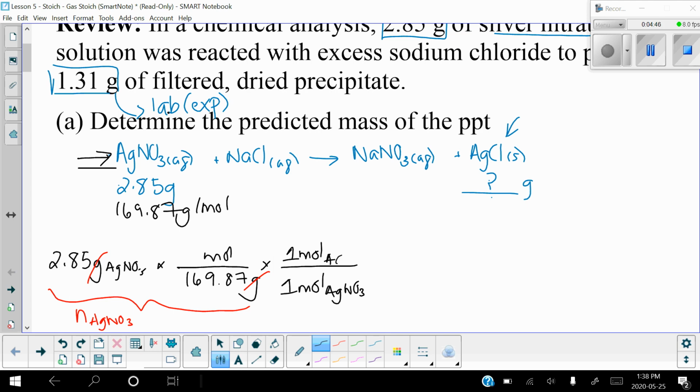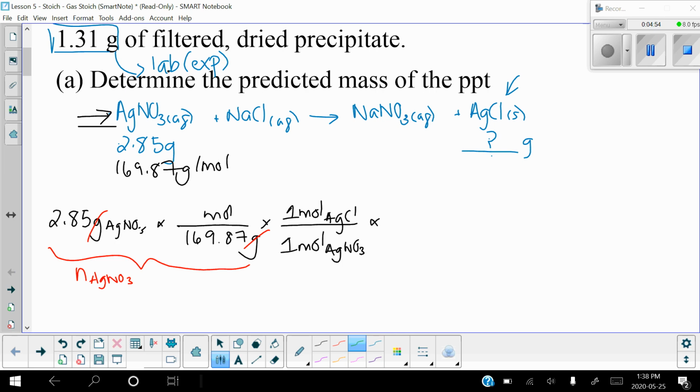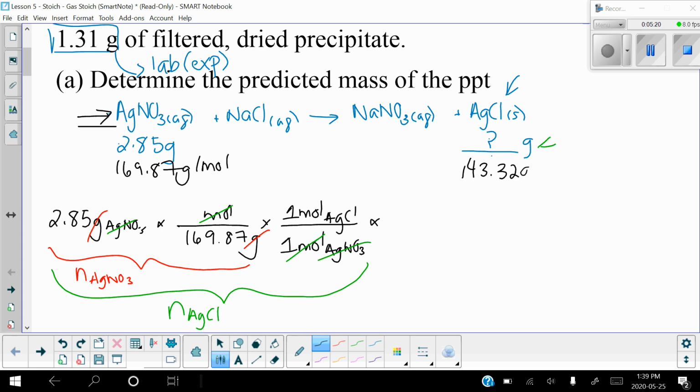Okay, on the top, we have silver chloride. Let's see what we have now. Silver nitrate cancels out with silver nitrate. Moles cancels out with moles. Now from here to here, I have moles of silver chloride, which is moles of my unknown. We are almost there. We are looking for grams. So in order to do that, we need to use the molar mass of our precipitate. Calculate that out. That's 143.32 grams per mole.